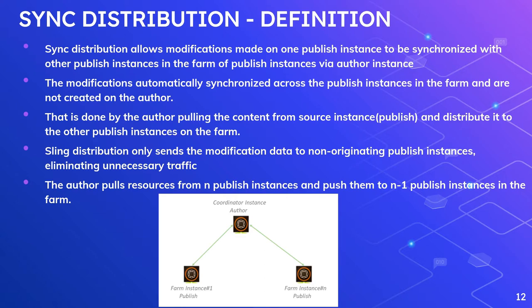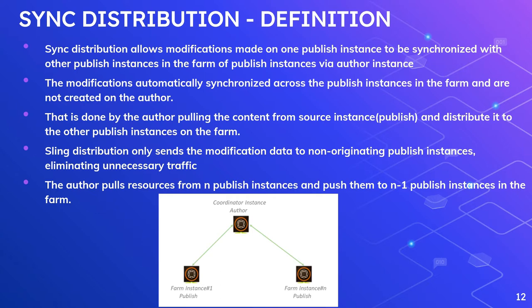So sync distribution allows modifications made on one published instance to be synchronized with other published instances in the farm, through the author instance. So here author is the coordinator. The modifications are automatically synchronized across the published instances in the farm and are not created on the author. Means the modifications are synchronized between publishers, but the changes or the modifications will not be created in the author instance. Author is just a coordinator instance.